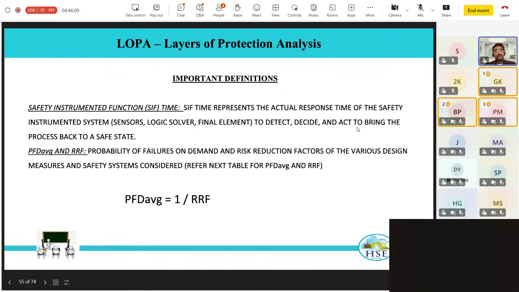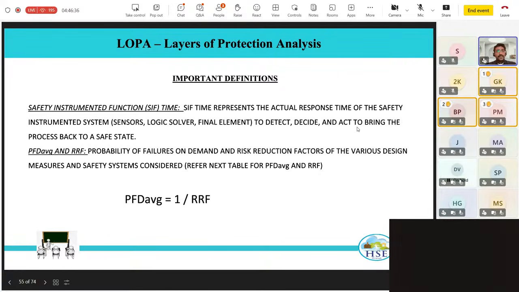So all of these together, for each element and each communication, that means a soft link between a sensing element and a logic solver, then the soft link between a logic solver and a final element, those soft links or a hardwired link to any of the final elements, do they have adequate response times? The cumulative time is what is called safety instrumented function time, SIF time. And we'll see how it is important with regards to process safety time in the next slide.